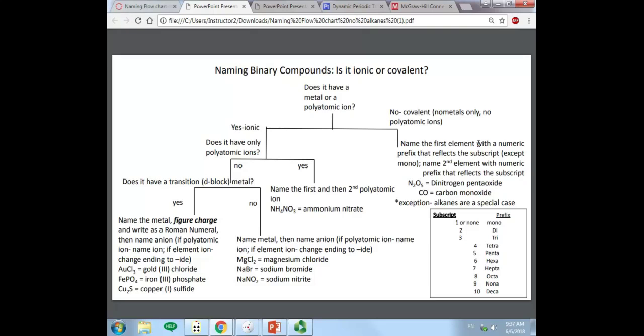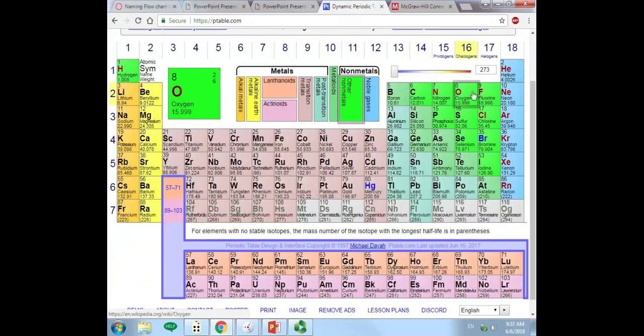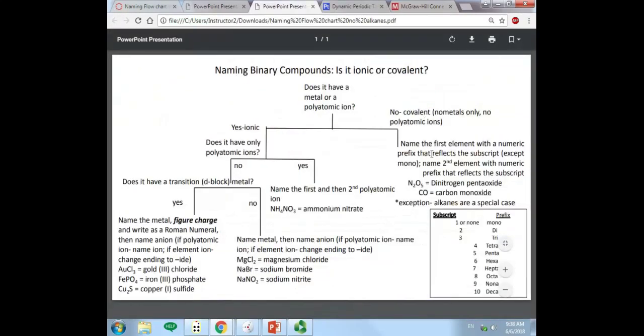Carbon is not a metal. Oxygen is not a metal, right? Here's carbon, here's oxygen. They are both nonmetals. I only have 2 elements in the formula, so this has to be covalent. No metals, no more than 2 elements. Okay, that means prefix. Here's the list.